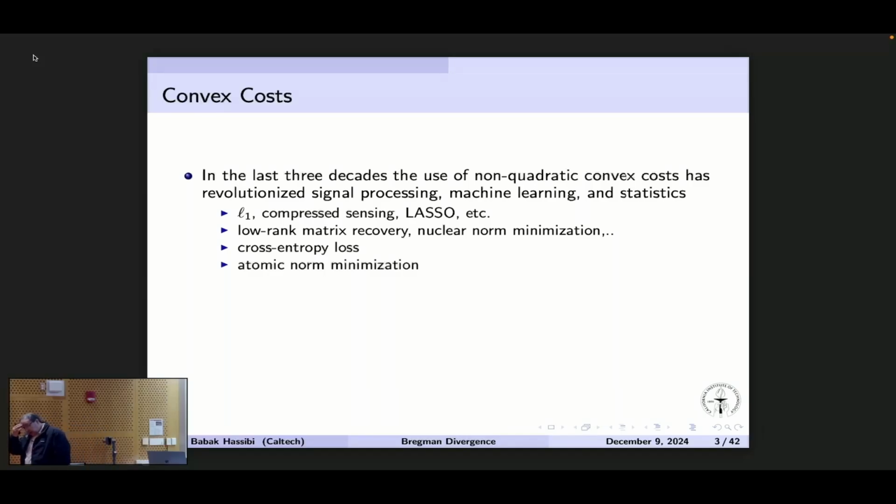If you've been in signal processing or machine learning or statistics, you all know that in the last 3 decades, there's been a lot of work moving from quadratics and least squares and least mean squares, this kind of thing, to convex costs that are not quadratic. So when I was in grad school, SVDs and subspace methods and so on were all the rage. Everything was kind of quadratic, but you've all heard of L1, lasso, compressed sensing, things like this, low rank matrix recovery, nuclear norms.